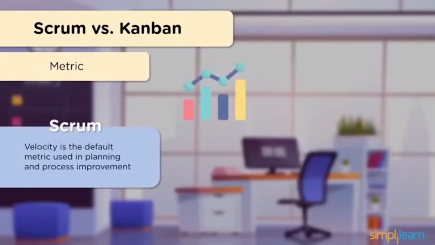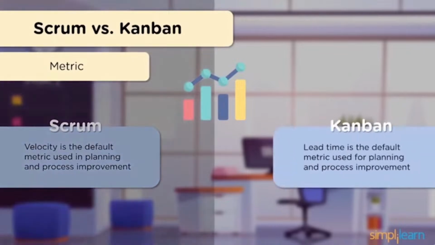Now, let's consider the metric that's being measured. In Scrum, for planning and process improvement, velocity, which is the measure of the work that can be completed by a team in a sprint, is the key metric. In Kanban, lead time is the key metric. This represents the period of time between a new task's appearance in your workflow and its final departure from the system.